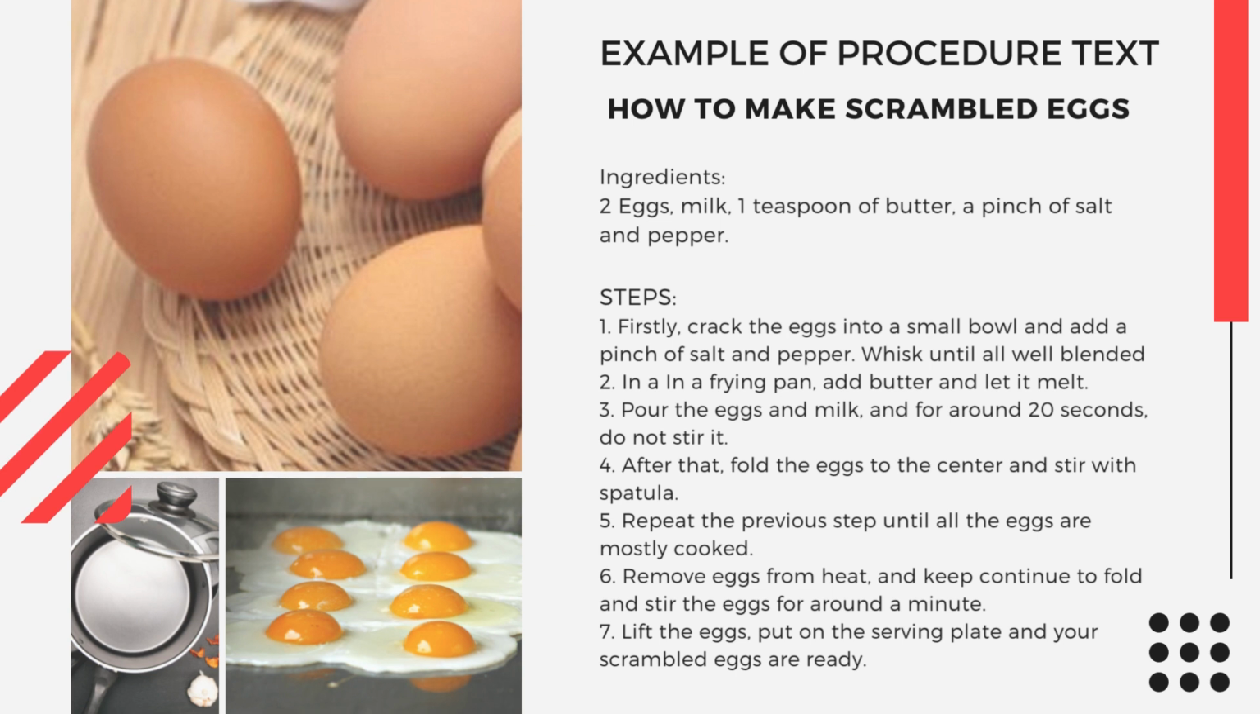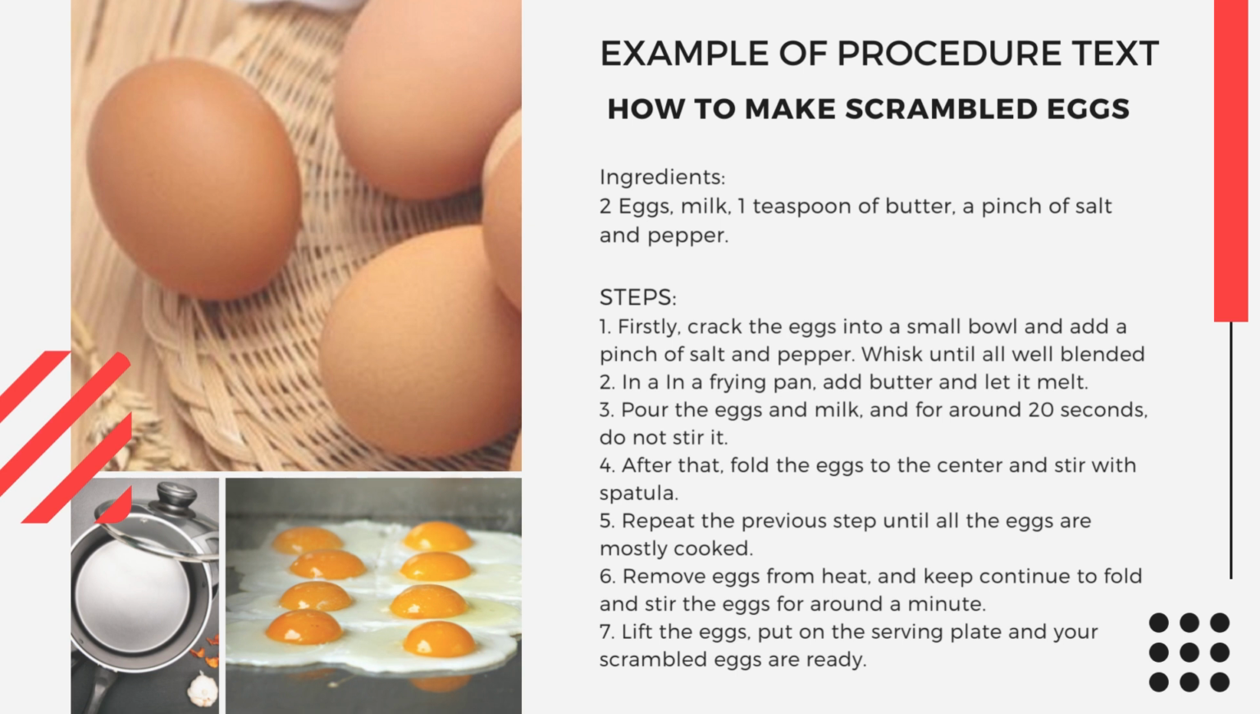The second, in a frying pan, add butter and let it melt. Third, pour the eggs and milk in and wait for around 20 seconds. Do not stir it. Fourth, after that, fold the eggs to the center and stir with a spatula.